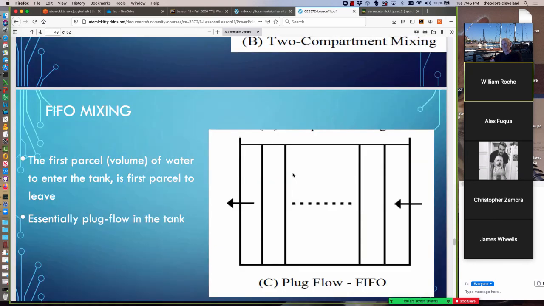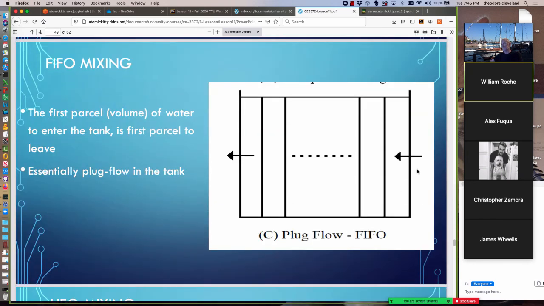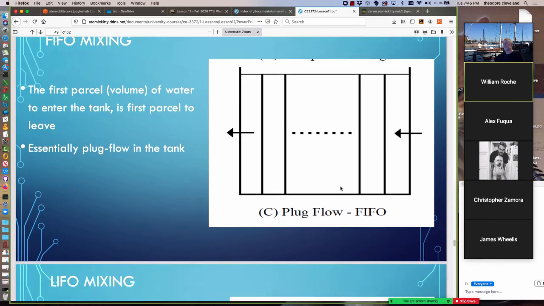First in, first out mixing is where the tank is behaving like a flow-through plug flow reactor. So the material that enters in one end of the tank exits the other end, and this material has to transit the tank before it gets back out. That is a reasonable model of water quality storage in relatively large tanks where the inlet and the outlet are physically displaced from one another.